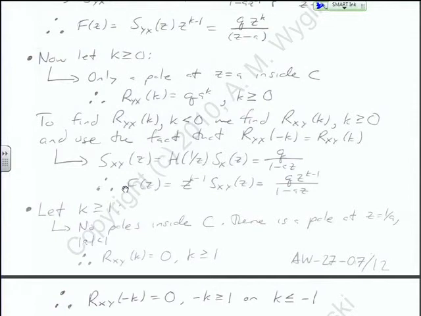What happens is there are no poles inside C, okay? And we do have a pole at z equals 1 over a, when the magnitude of a is less than 1. And so that residue is actually equal to 0. So what happens is, are there any poles?